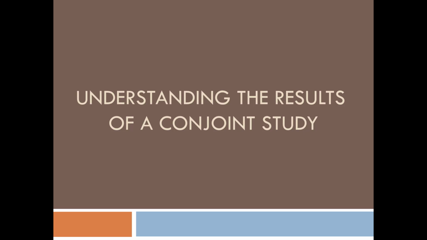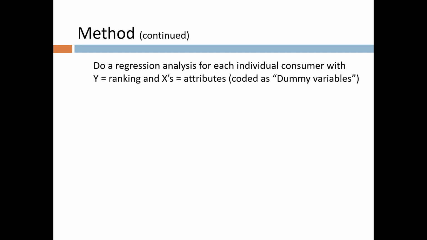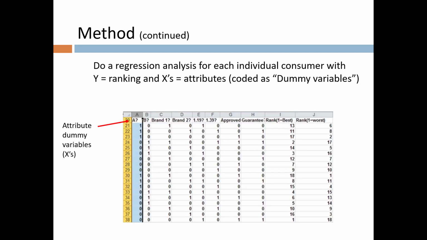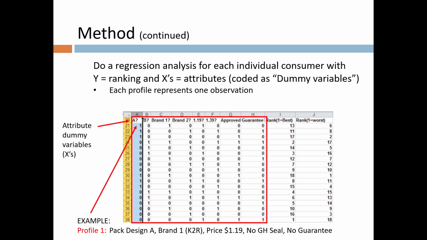Let's get back to our example and see what the data look like for a single consumer. We will run a regression with a ranking of the profiles as the dependent variable and dummy variables representing the attributes as the independent variable. The columns have the values of the attribute dummy variables, that is the x's, followed by the profile ranking. Column 1 shows the dummy representing design A, column 2 the dummy for design B, etc. Each row shows one profile.